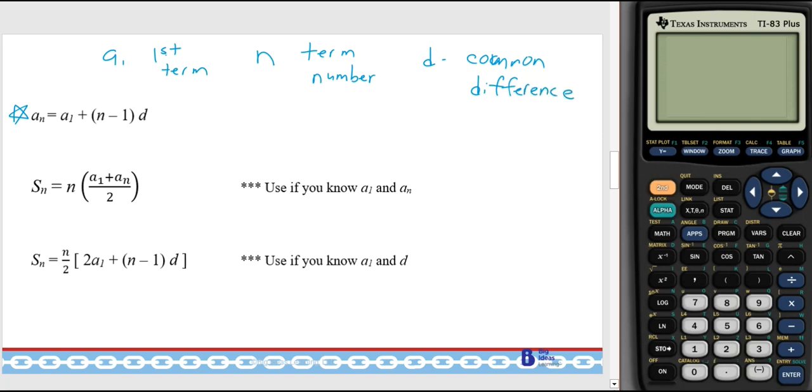Right? Common difference. The second two formulas can be used to find the sum of terms. This is the most common of the two formulas. The top one, sometimes written n over 2 times a1 plus an. It'll get you the same place.